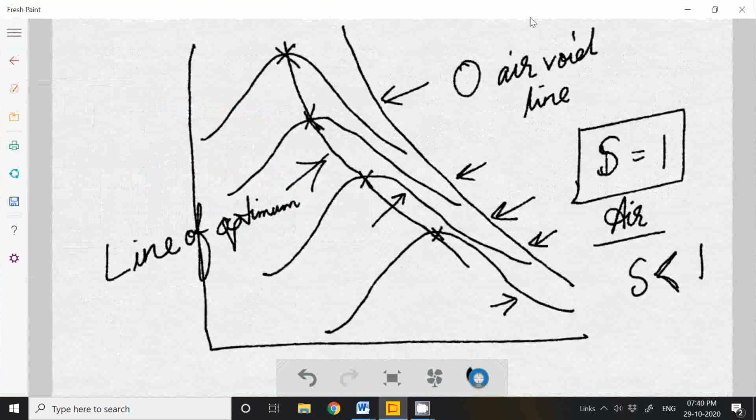One more time I am repeating, S equal to 1 is achieved when all the air is expelled, which we cannot do in real life. So we cannot expel all the air in real, so we cannot achieve S equal to 1 in real. So S will always be less than 1.